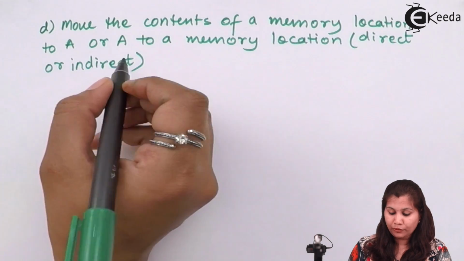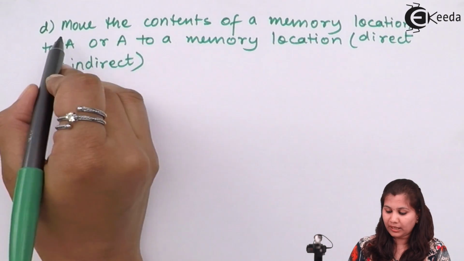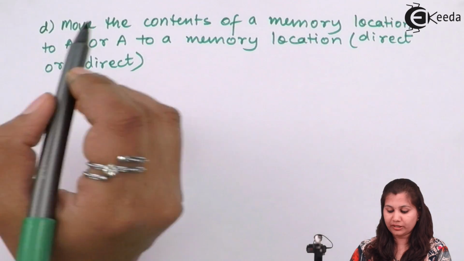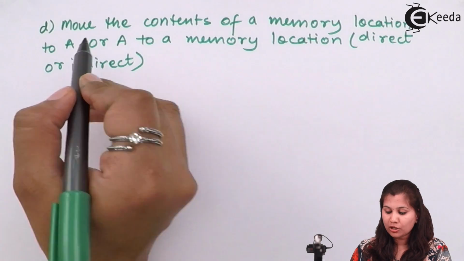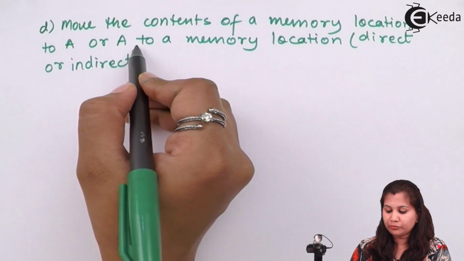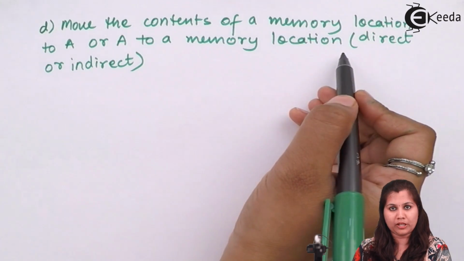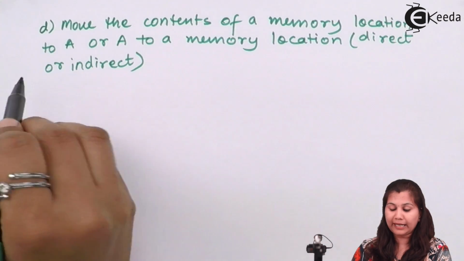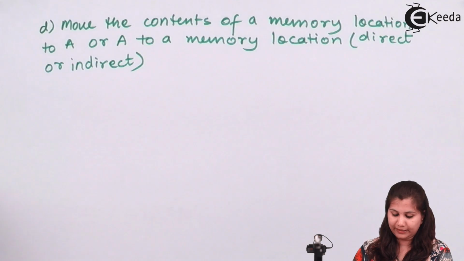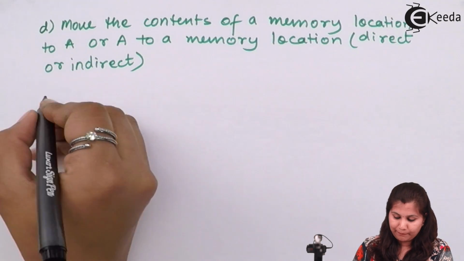So next example of move instruction is where the contents of a memory location are moved into the accumulator, or the contents of the accumulator are moved to a memory location, and we can use both direct or indirect type of addressing in it. Let's see some examples of it.